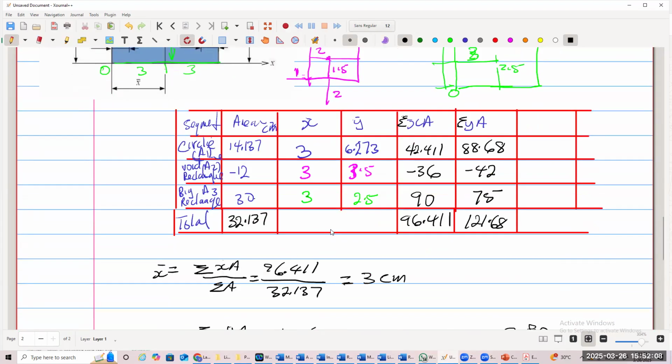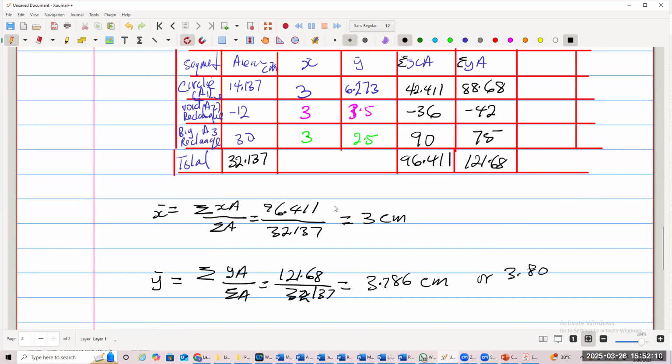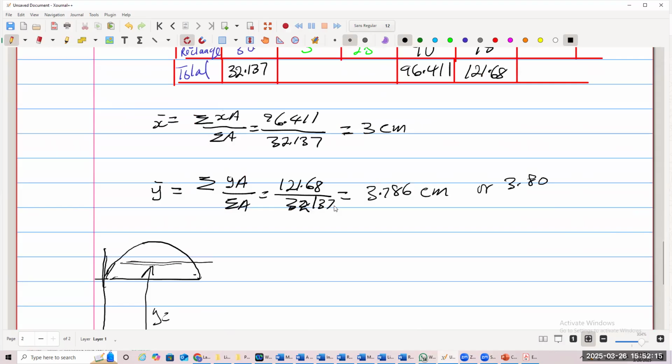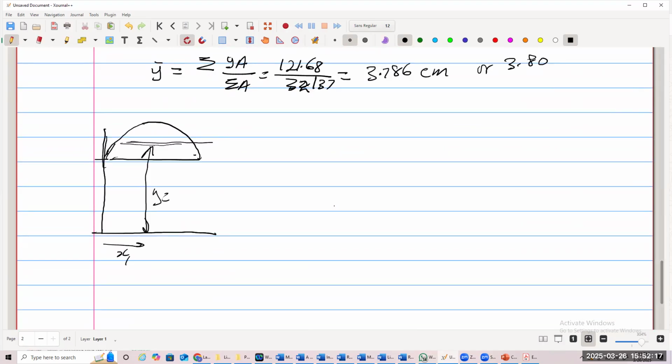Come to think about it, they're all in the table. Oh, beautiful. So they are in the table. One is 3 and one is 6.273. So this one is 6.273 and this one is 3.